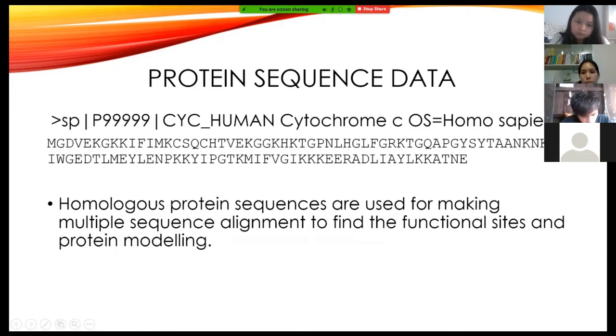The protein sequence data look like this. This one is again the FASTA format. We have the greater sign here, followed by some codes. This one is the UniProt code. I have the UniProt name, cytochrome C human, and then it is followed by the amino acid sequence letters. Homologous protein sequences are used for making multiple sequence alignment to find the functional site and for protein modeling.